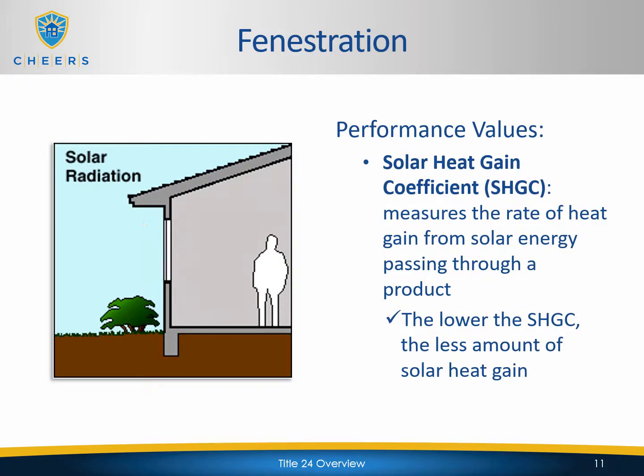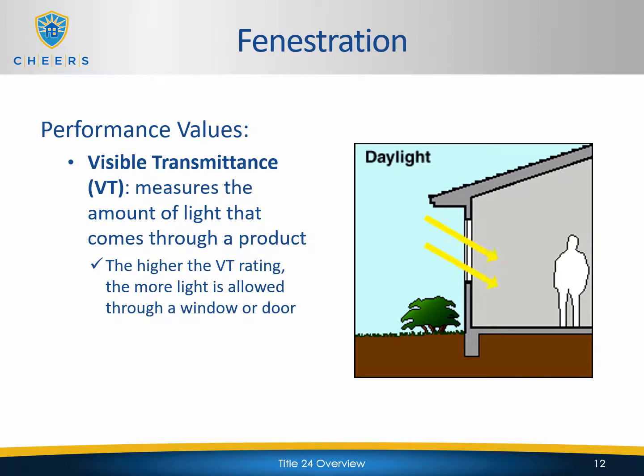Now, the solar heat gain coefficient measures the rate of heat gain from solar energy passing through a product. The lower the solar heat gain coefficient, the less amount of solar heat gain. So basically, how well is that window going to stop solar radiation from coming into the house? And again, the lower, the more efficient it is. Visible transmittance measures the amount of light that comes through a product. So the higher the VT rating, the more light is allowed through a window or a door. You can think of this as the tint of the window.